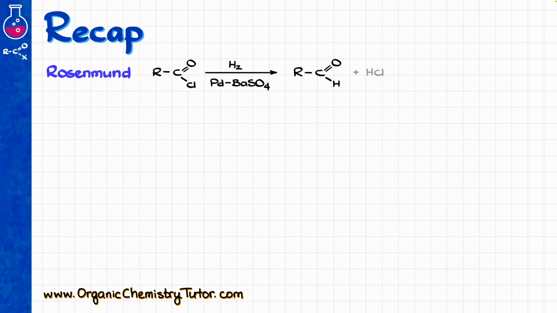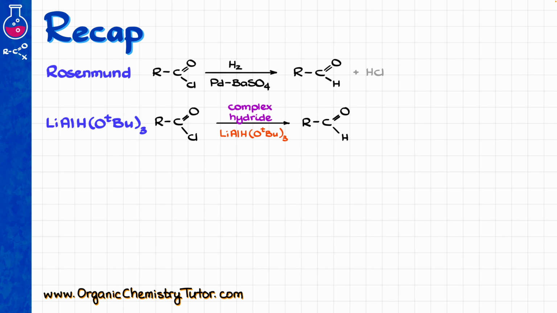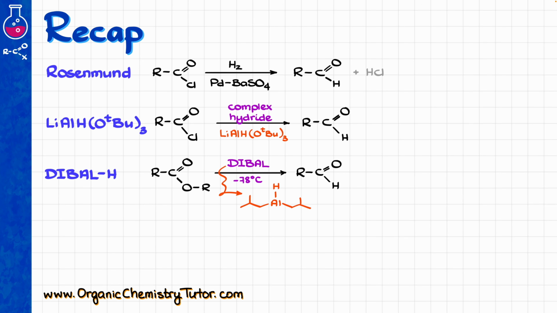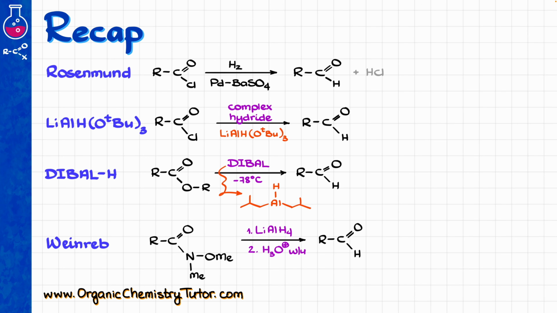In the lab, however, if we want to start with acid chlorides, we are going to be using lithium tributoxyaluminum hydride as our complex hydride. If we want to start with esters, we are going to be using DIBAL, or DIBAL if you want to pronounce it like that. And finally, if we don't want to mess with acid chlorides, or we don't want to deal with the pyrophoric DIBAL, we can always use Weinreb amide reduction with the regular lithium aluminum hydride, which is also going to give us our aldehydes. So now you have yet another tool in your synthetic toolbox, so whenever you need to synthesize aldehyde in the future, you'll have more options.